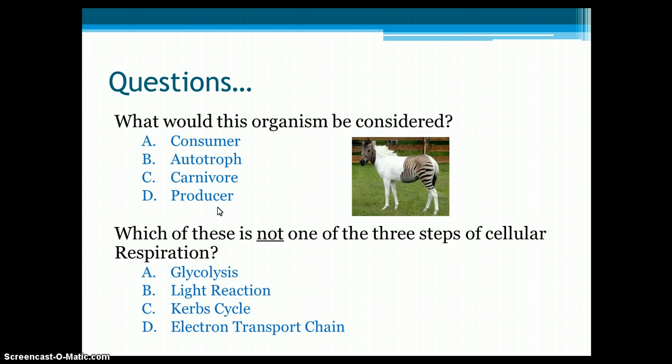So the next one, which of these is not one of the three steps of cellular respiration? Glycolysis, light reaction, Krebs cycle, electron transport chain. Hopefully this one is pretty clear that light reaction is not part of cellular respiration, but is part of photosynthesis.